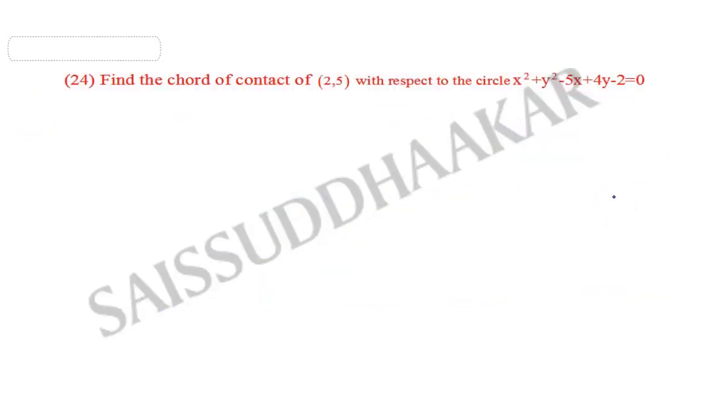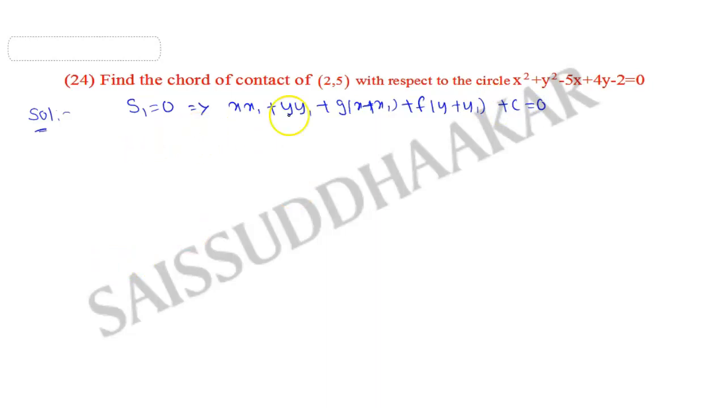In this question he is asking about the chord of contact. For equation of tangent, chord of contact, and equation of polar, for all those conditions we need only one formula, that is S1 equals 0. S1 is x x1 plus y y1 plus g of (x plus x1) plus f of (y plus y1) plus c equals 0. Here the point we have is x1, y1.